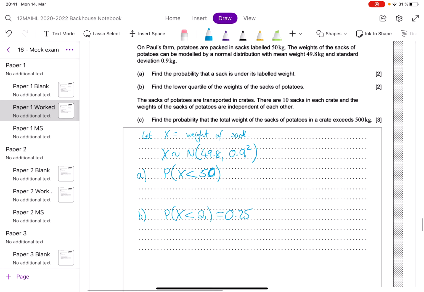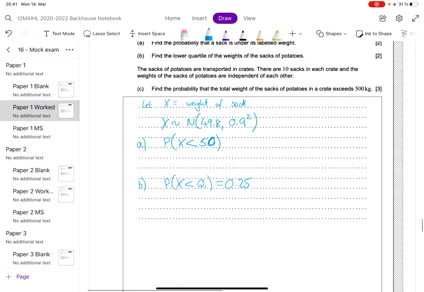And then finally part C, I think everyone was expecting a switch to binomial, but it wasn't. In part C, we're doing a linear combination. So you need to say, I'm going to let some new variable equal all of these x's added together. I think it said 10 of them. And then you need to look in your formula guide for that linear combination formula to get your new normal distribution.